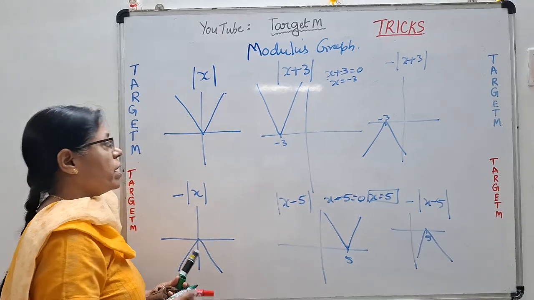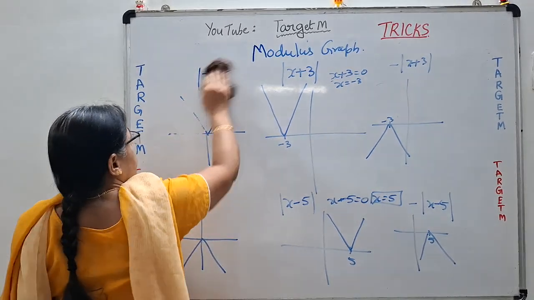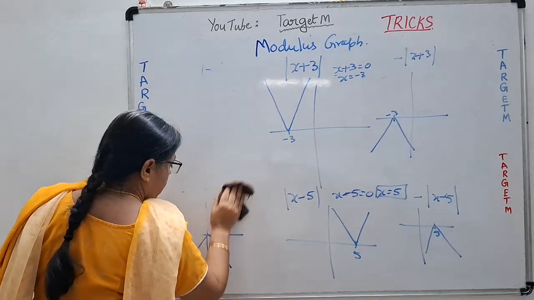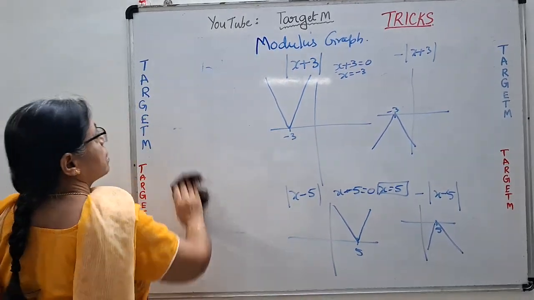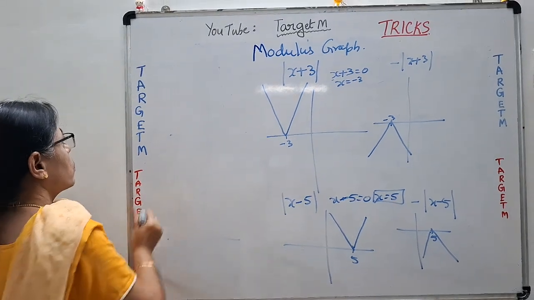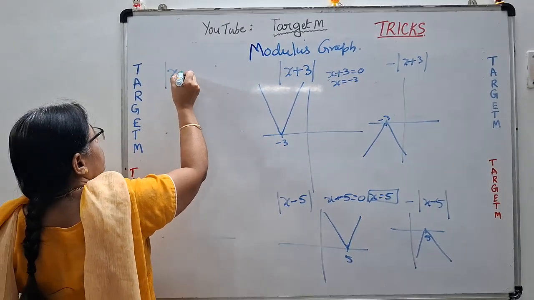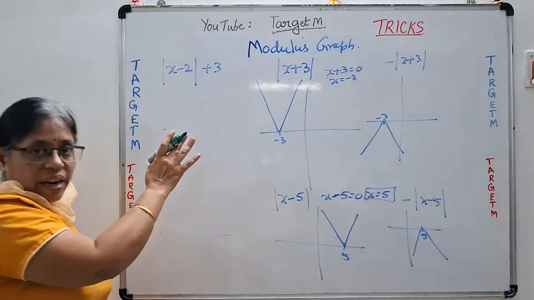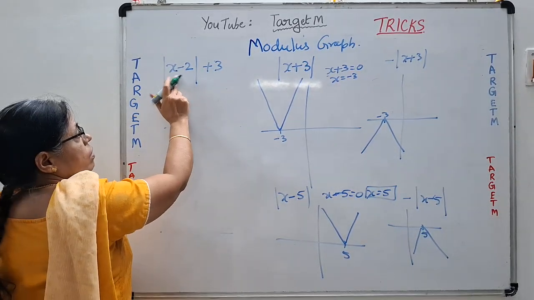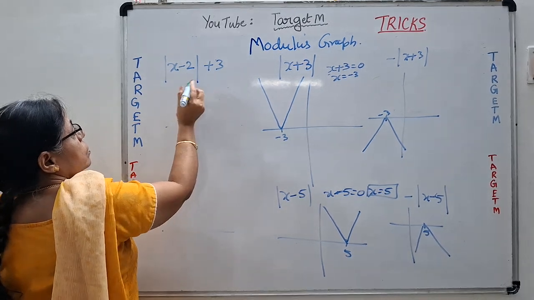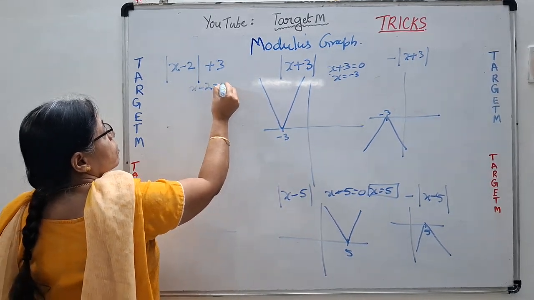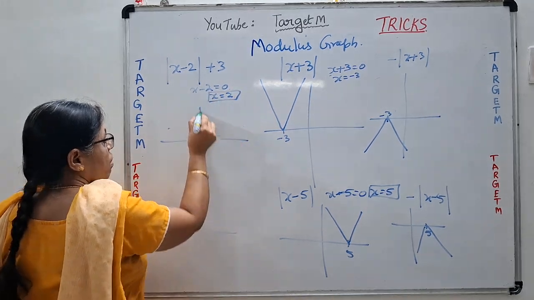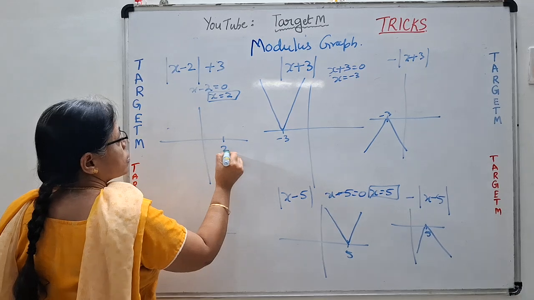Let us continue further. If at all I want some graphs where I have to lift it or I have to put it down, something of that sort. So let us continue. I want mod of x minus 2 plus 3. Let us take for an example. So here first find out what is critical value of x. So x minus 2, if you equate it to 0, you are getting the critical value of x is 2. So on the graph paper, this is x is 2.